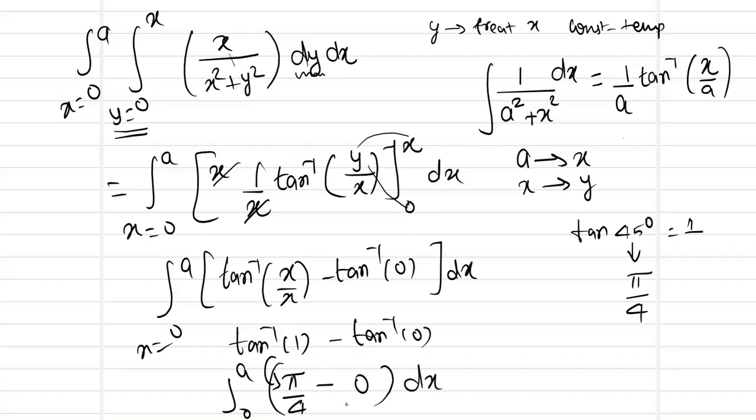Now this is a mere constant and it doesn't affect your integration in any way. So you take this pi by 4 common outside, and dx on integration gives you x between the limits 0 to a. So the final answer is pi, upper limit for x takes a and lower limit 0, pi a by 4. So after we change the order and evaluate, the final answer is pi a by 4.